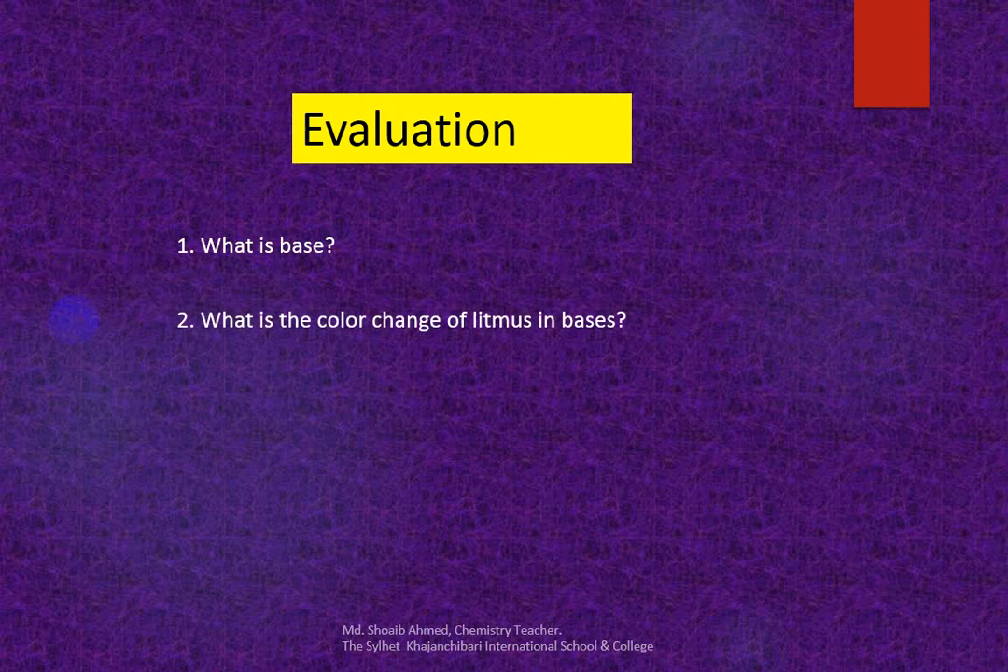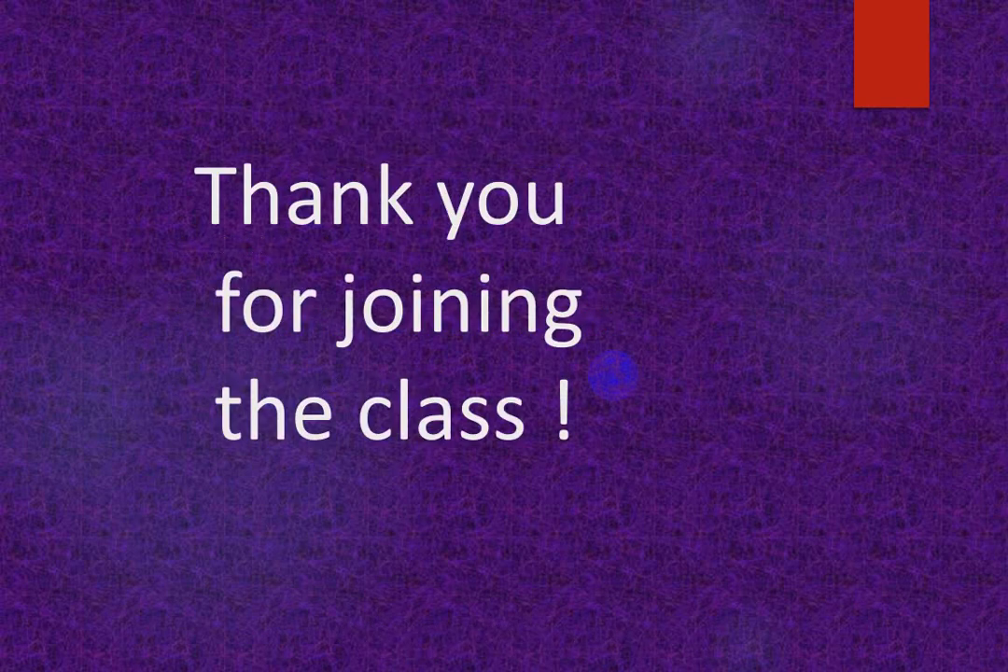Okay, what is the color change of litmus paper in bases? Red litmus paper turns into blue. Okay. Why is ammonium hydroxide not an alkali? Because it does not dissolve in water. Okay, thank you for joining class.